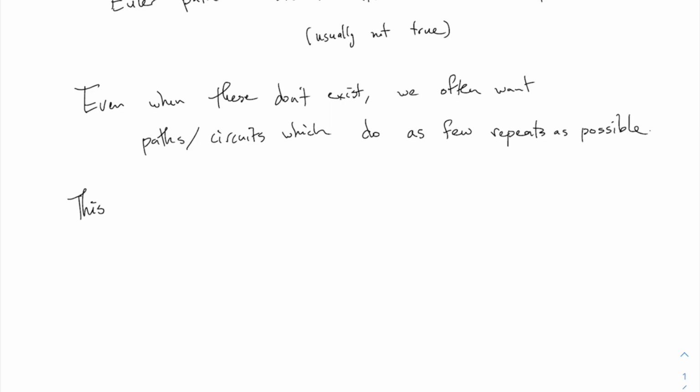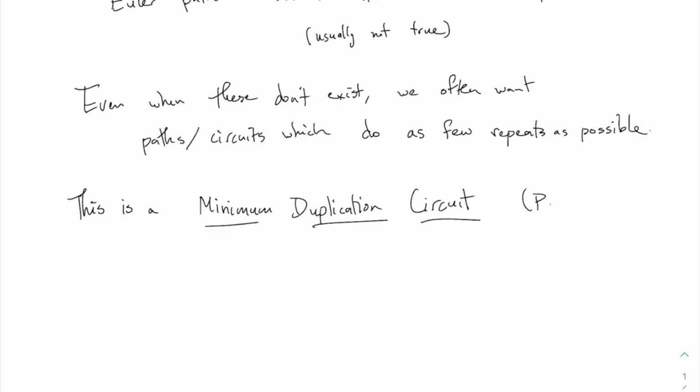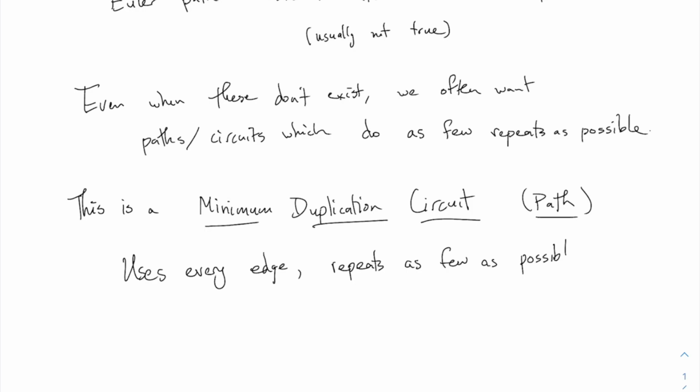It's a fairly self-explanatory name: minimum duplication circuit, or minimum duplication path, right? What that means is it uses every edge and repeats as few as possible. Maybe you can do it with no repeats. That's called the Euler circuit, but usually you can't do it with no repeats. The best you can do is called a minimum duplication circuit.